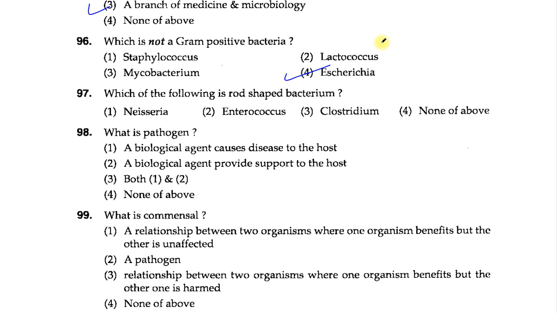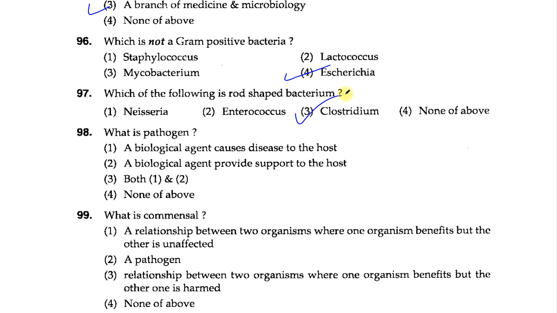Question number 97. Which of the following is a rod-shaped bacterium? 1. Neisseria, 2. Enterococcus, 3. Clostridium, 4. None of the above. Here Clostridium, which is a gram-positive rod, is the correct answer.